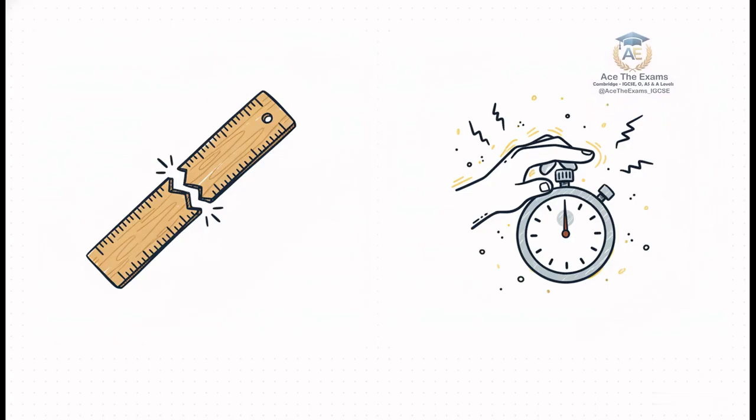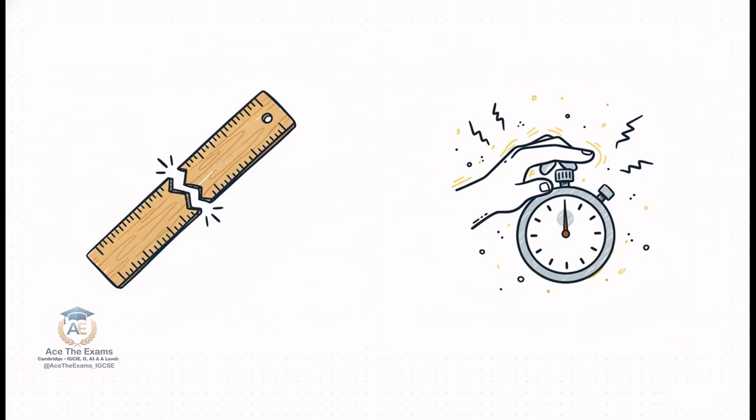Random errors, however, vary in completely unpredictable ways. Here's a wild fact. The average human reaction time to a visual stimulus is about 1/4 of a second. So if you're manually clicking a stopwatch to time a fast-moving object, your biology is literally injecting random error into your physics data. Sometimes you click too early, sometimes too late.